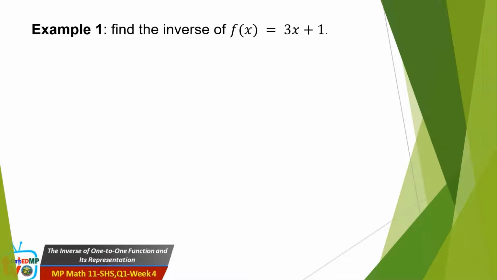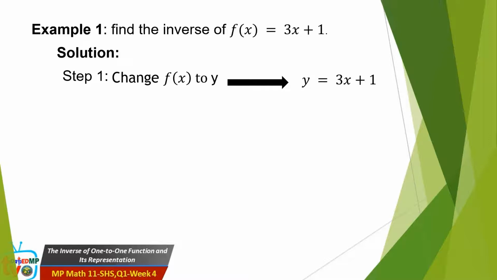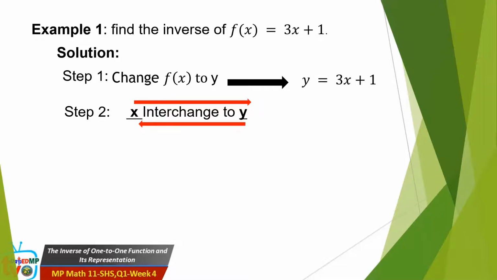Applying the steps in solving the inverse of one-to-one function, here is example number 1. Find the inverse of function f of x equals 3x plus 1. So, let's start with the solution. First, change the function f of x to y, and y is equal to 3x plus 1. And then, interchange the variables x to y and y to x. From y equals 3x plus 1, interchange y to x. So, x is equal to 3y plus 1.